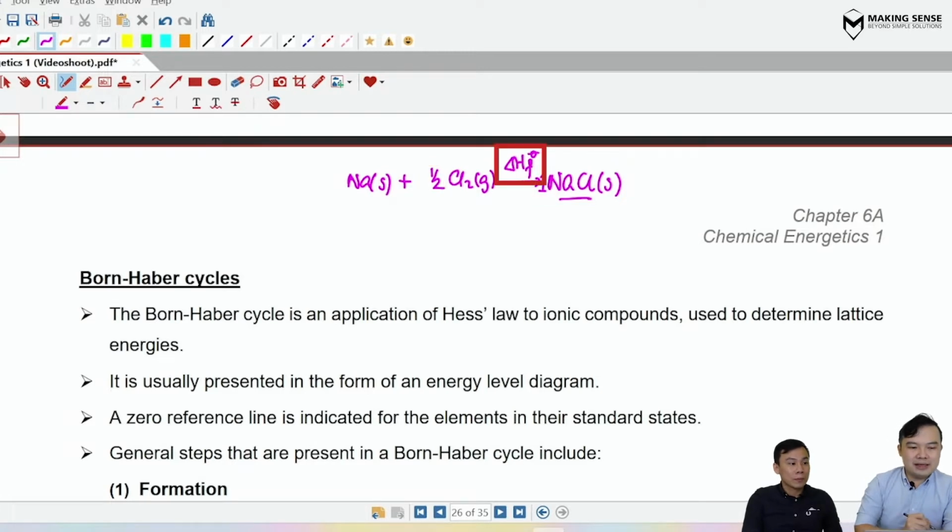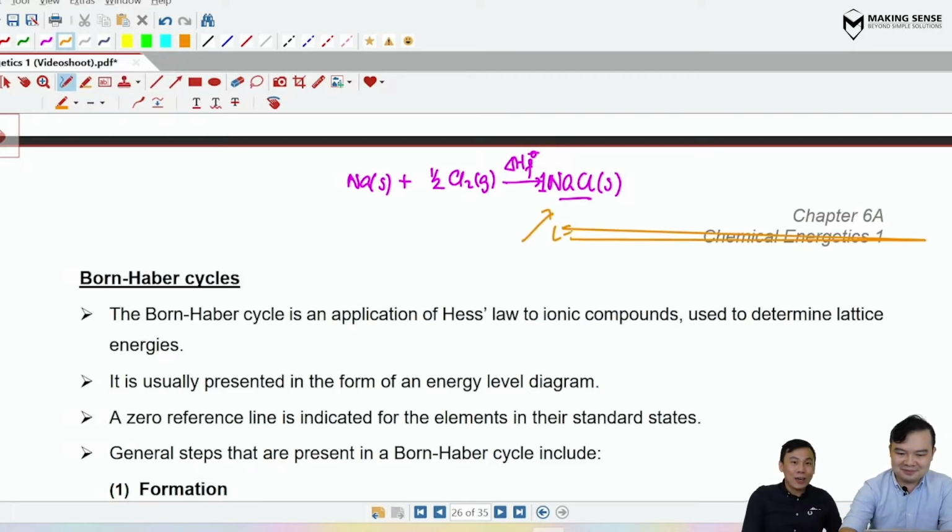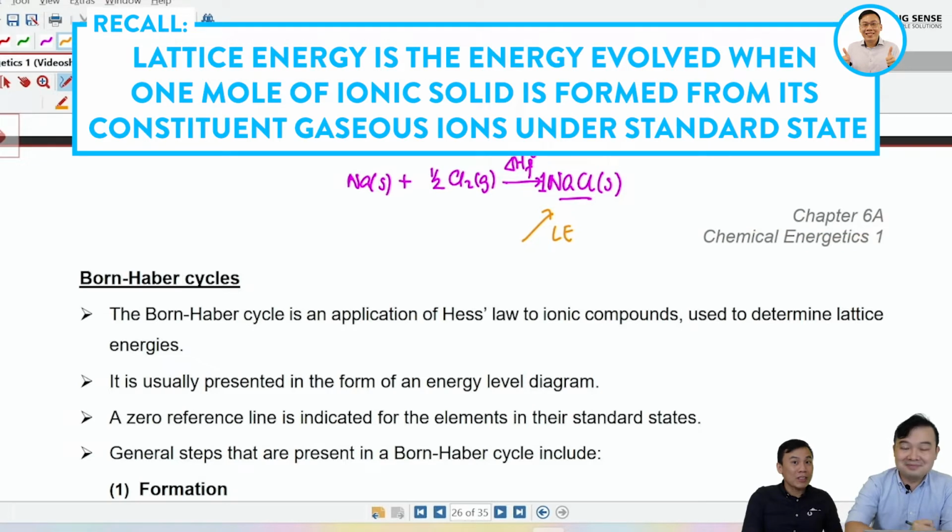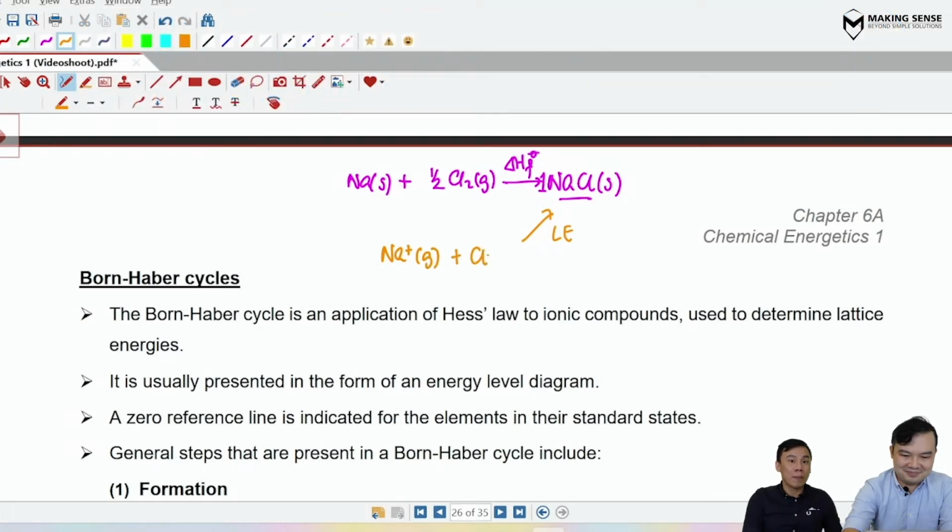Right. Now I'm going to link it, or rather I'm going to try to write out the equation for lattice energy now. So once again, run us through it. Me again? Okay. So lattice energy is to form one mole of an ionic solid from its constituent gaseous ions. So NaCl is made of Na plus and Cl minus, right? So it's just Na plus and Cl minus. Both of them are in the gaseous state.